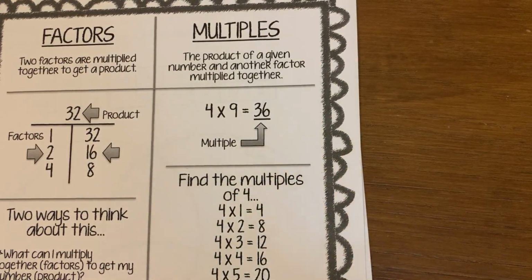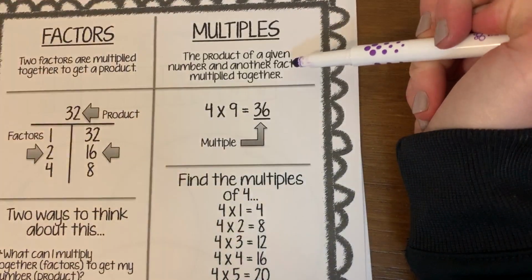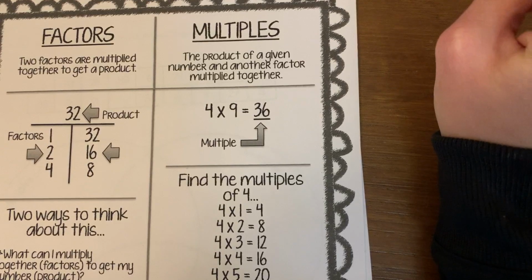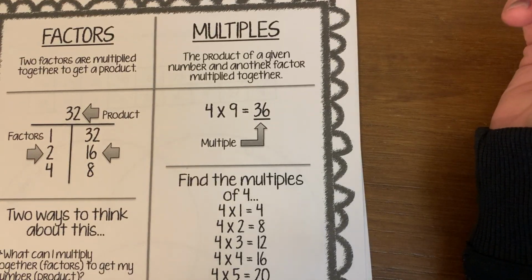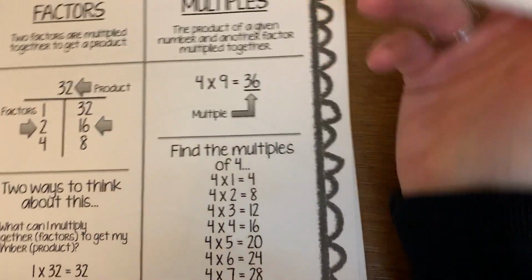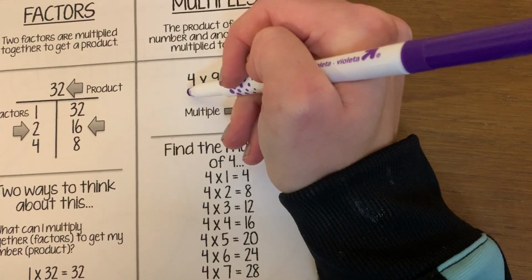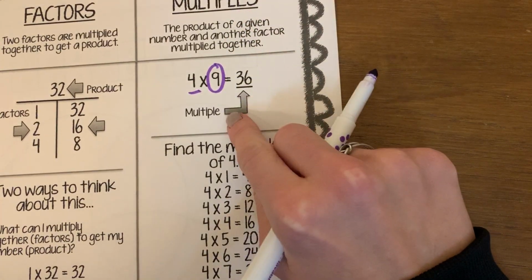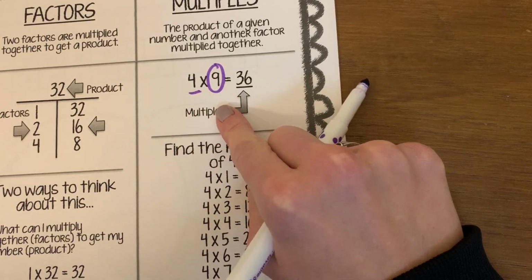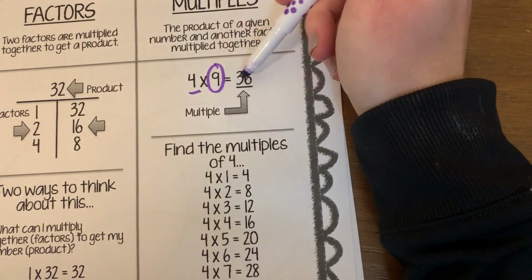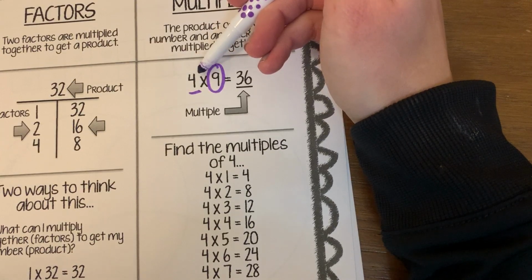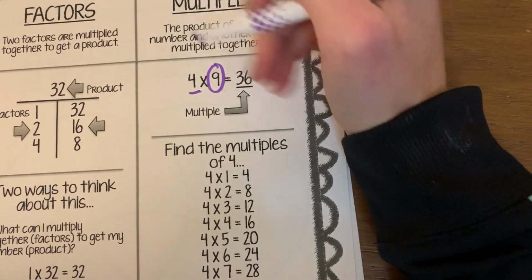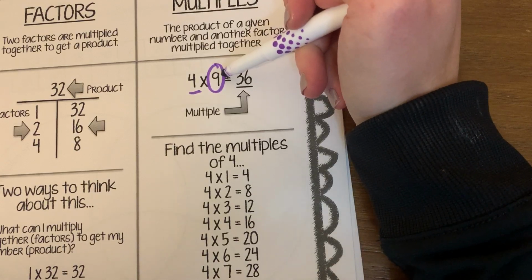So multiples, here is a definition for us again. The product of a given number and another factor multiplied together. Okay, so this is the given number. This is the other number. This product is the multiple. So 4 times 9 is 36. 36 is a multiple of 4. 36 is also a multiple of 9. 36 is the 9th multiple of 4.